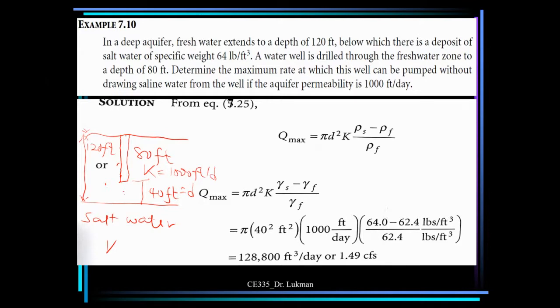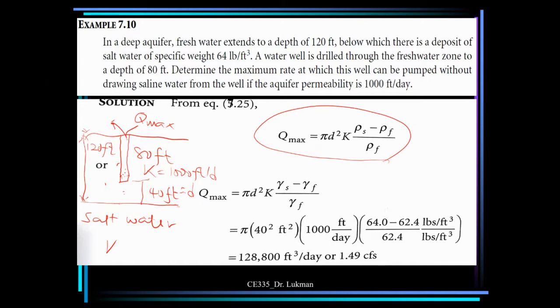So what's the maximum rate, the maximum Q, at which water can be pumped without pumping saline water into this well? That is, to maintain the saline water interface far below the bottom of the well, okay? We just apply the formula. This is Q max, okay?